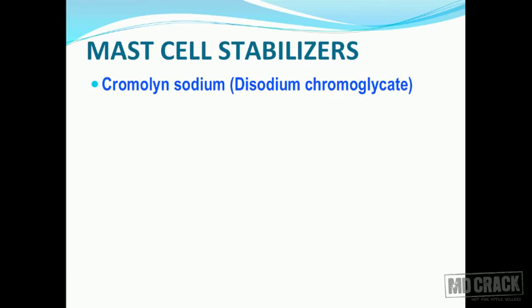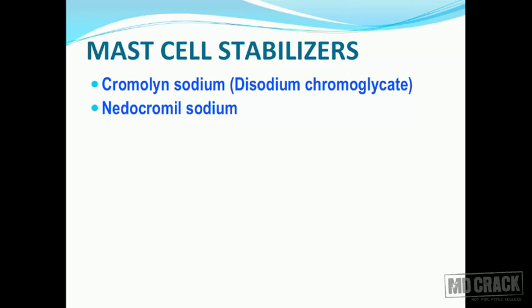We have cromolyn sodium or disodium cromoglycate, and we also have nedocromil sodium. These two drugs are mast cell stabilizers, and they prevent the degranulation of mast cell. A very important thing to remember is, right before the degranulation of mast cell is going to happen, your drug has to be there to prevent the degranulation.